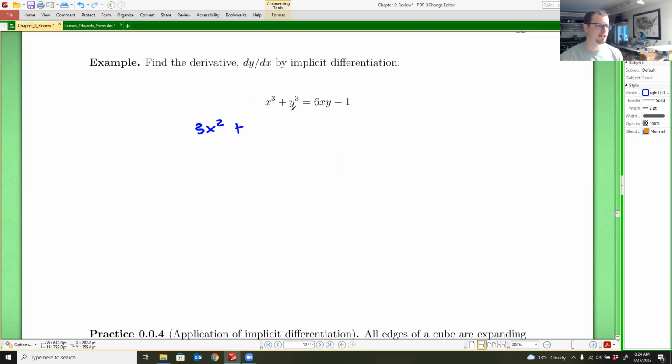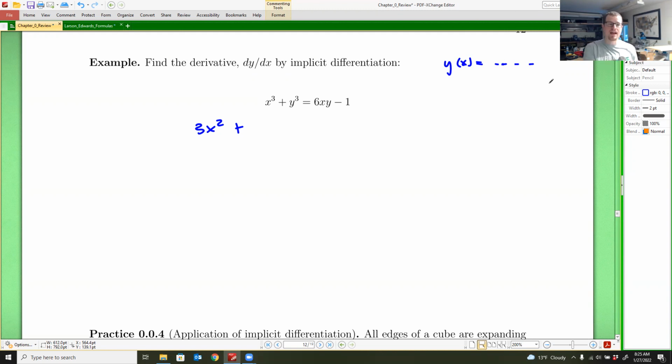But what's interesting next is the y cubed. So why is that interesting? Wouldn't it just be 3y squared? No, because the variable here, we're saying that x is the independent variable and y is the function. So we're taking the derivative with respect to x. We're not taking the derivative with respect to y. So y is some function, y of x is equal to something.